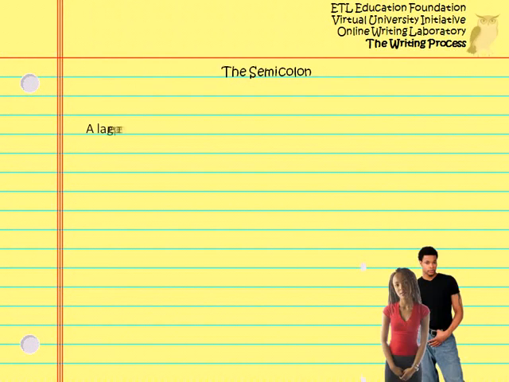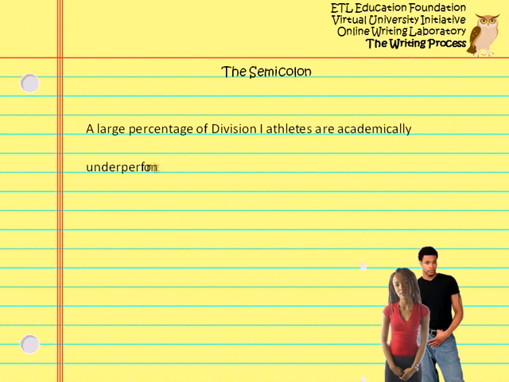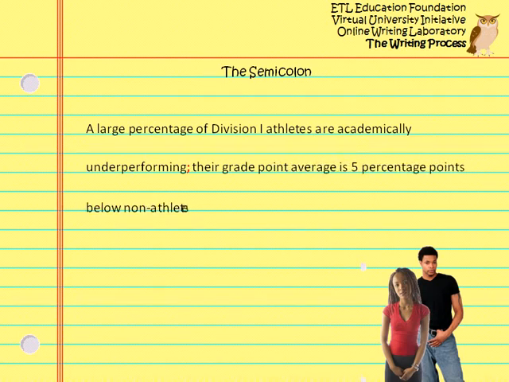The use of the semicolon is a little tricky. The semicolon is used to join two independent clauses when the second clause restates the first, or when the two clauses are of equal emphasis. The semicolon is also used to separate elements in a series when the elements contain commas.